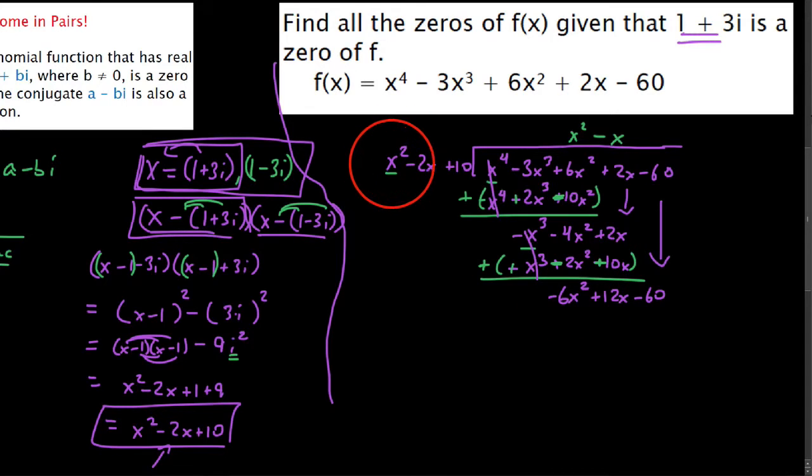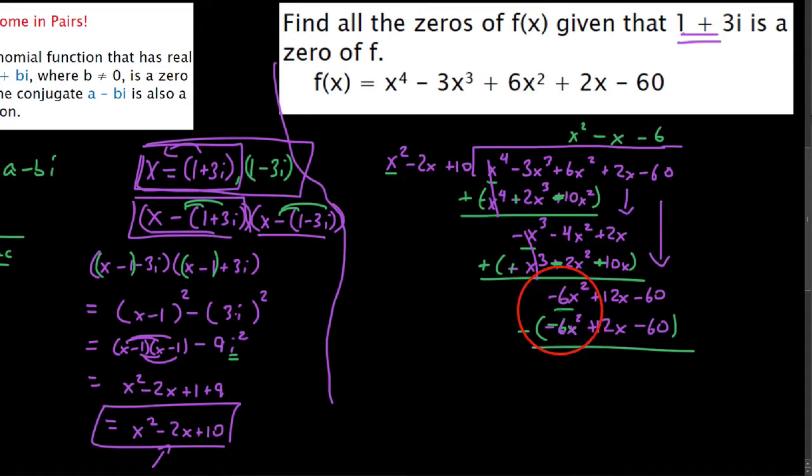So now I'd say, what could I take times x squared to get negative 6x squared? It'd be a negative 6. And then negative 6 times x squared, well, we get negative 6x squared. Let me do this in purple here. Negative 6 times this negative 2x is a positive 12x. I don't know if you see it yet, but negative 6 times this positive 10 is negative 60. We're about to subtract something from itself.